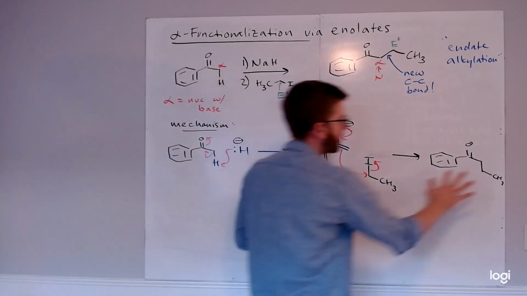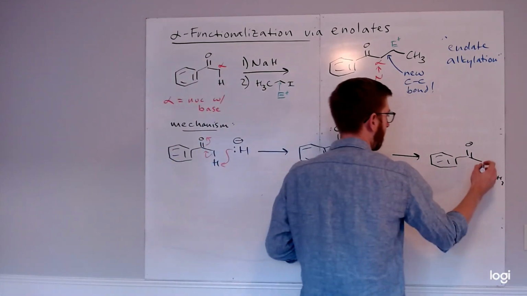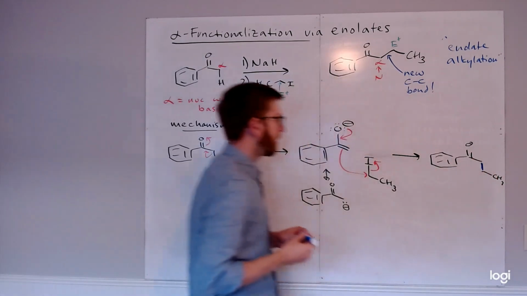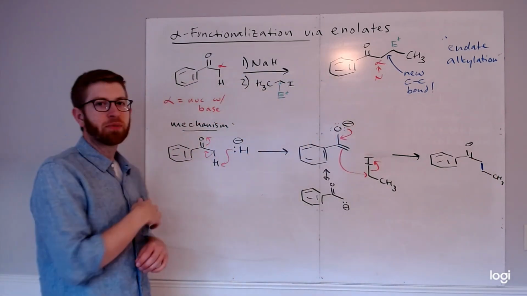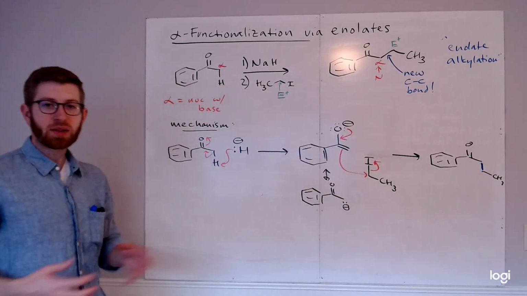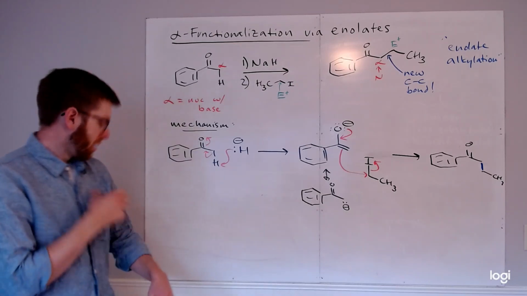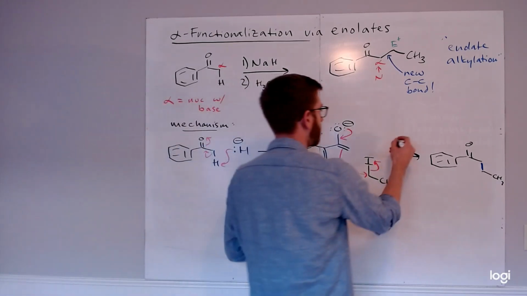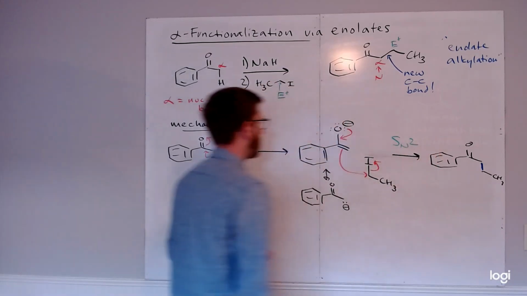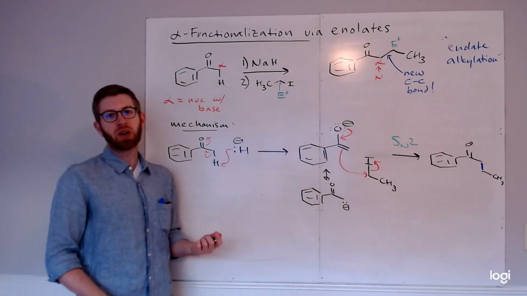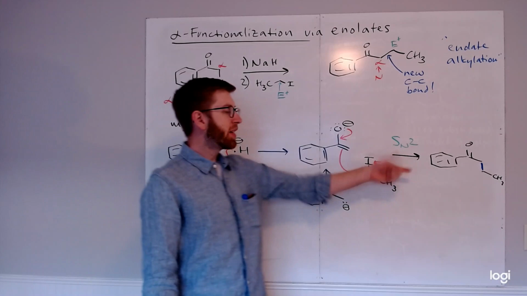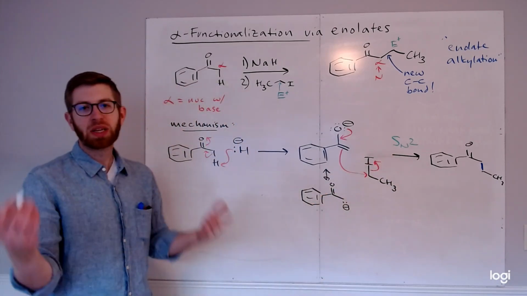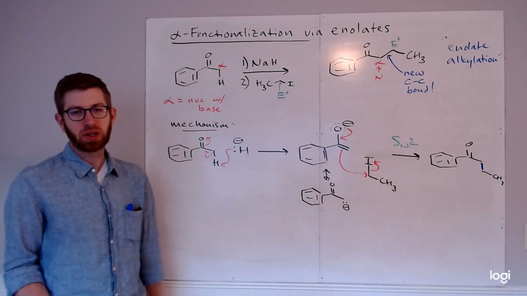So the new CC bond is this one here. And the other product would be sodium iodide, from the sodium hydride and iodide. So just to recap, we have two different things happening here. We've got the enolate formation, which we talked about in the previous video, and an SN2 reaction. So really we're just using enolates as nucleophiles in a way that you would predict you could use.